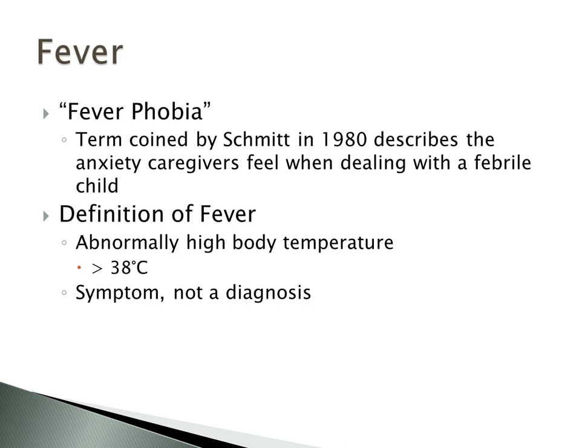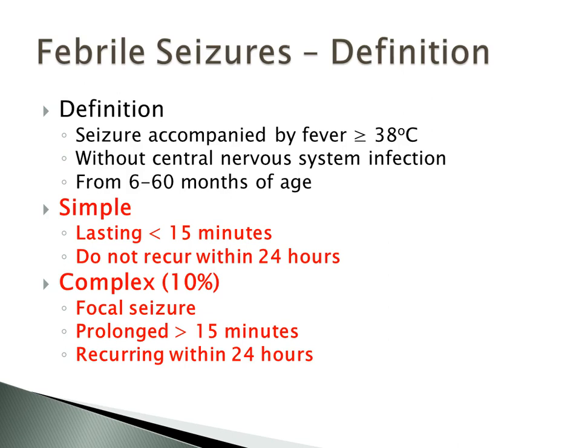The definition of fever is abnormally high temperature greater than 38 degrees. And of course, we describe it this way: it's a symptom. It's not a diagnosis. So febrile seizures. The definition of febrile seizure is it should be accompanied by a fever greater than 38 degrees. The patient should not have a CNS infection because that would be meningitis, and this would be a whole other cause of the seizure. And the age range is from 6 months to 60 months. The literature expresses it this way, 6 to 60 months, but it's really from 6 months to 5 years.